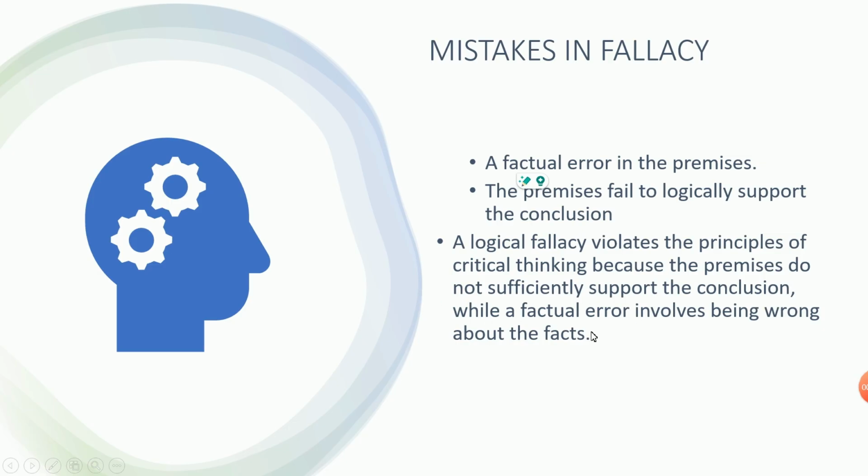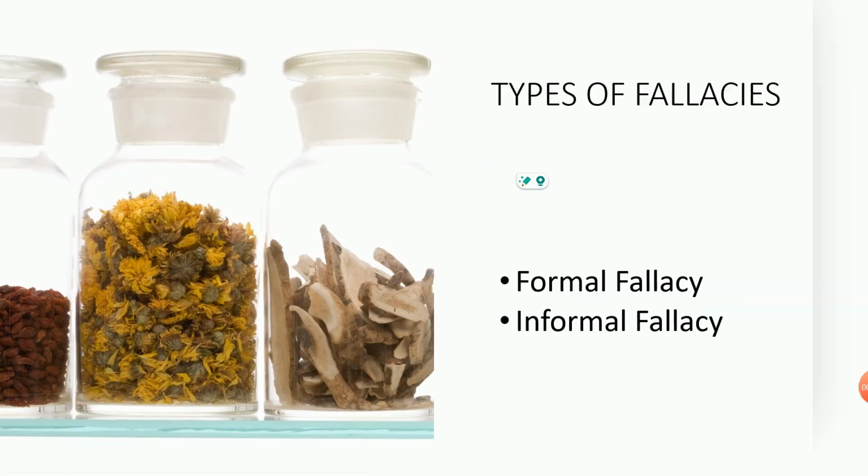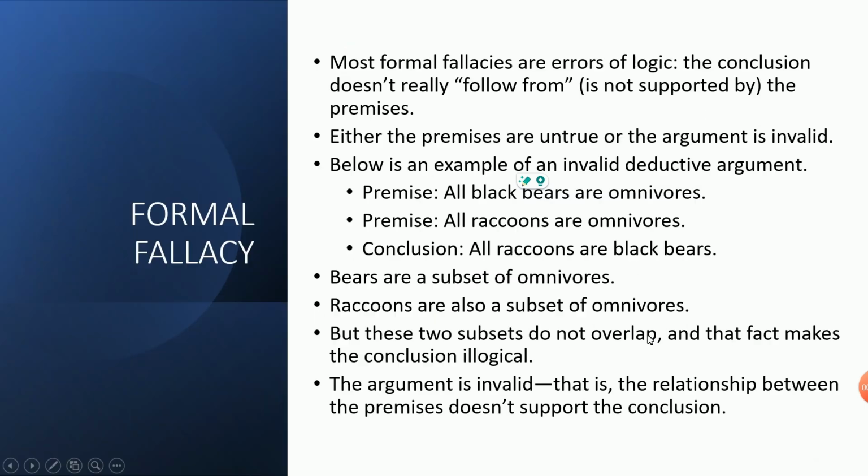One thing. Otherwise, a factual error involves being wrong about the facts. So we have to first identify what kind of mistake is being made in that fallacy. So, types of fallacies. First is formal fallacy. Second is informal fallacy. So what is a formal fallacy? Most formal fallacies are errors of logic. The conclusion doesn't follow from the premises. So either the premises are untrue or the argument is invalid.